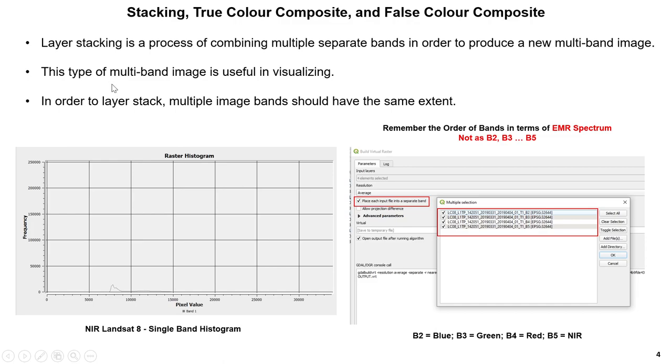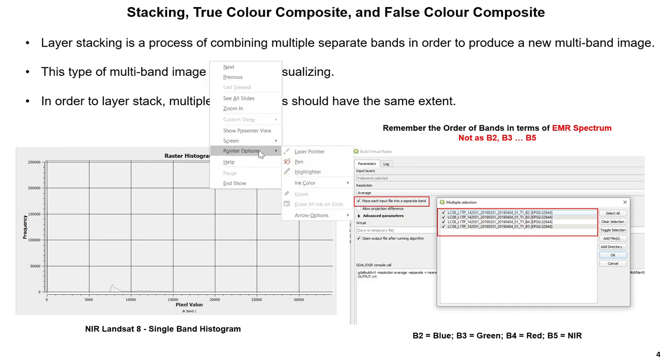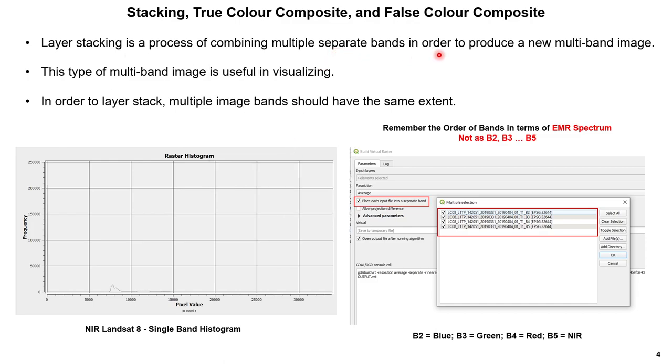Here it is a process of combining multiple separate bands in order to produce a new multiband image, which is a single image. This type of multiband image is useful for visualization. We will see how it is useful. For stacking, the most important thing is that all our data extent, the geographical extent, should be the same. It should have the same number of rows and columns so that we can do the stacking.